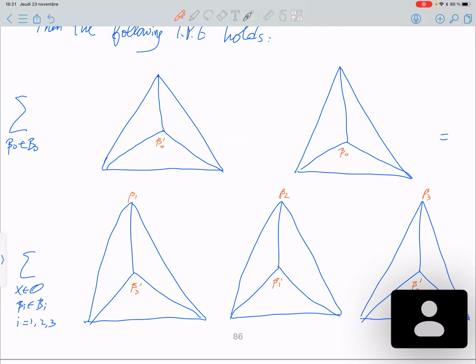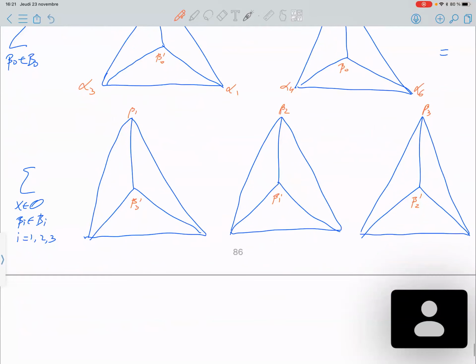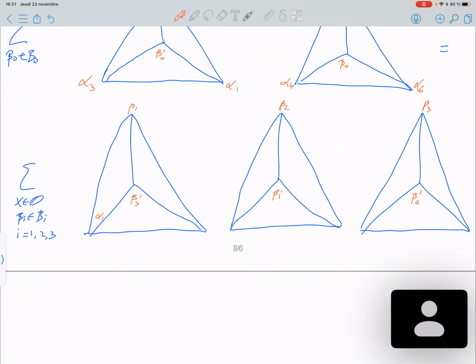And so alpha 1, alpha 2, alpha 2, alpha 3, alpha 4, alpha 5, alpha 6. Here you have alpha 1, alpha 2, no, alpha 4, alpha 2, alpha 5, alpha 3, alpha 6.